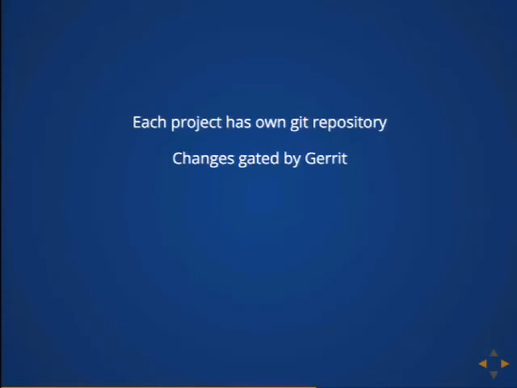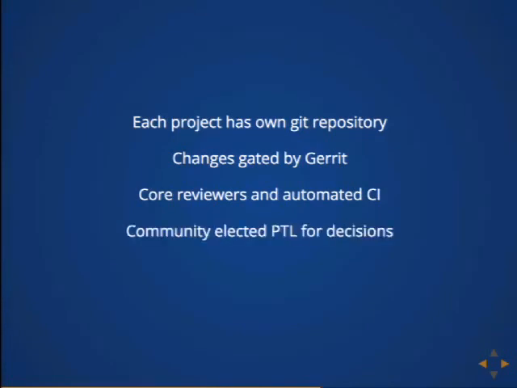Nobody has write access to OpenStack projects except for the Gerrit bot. So anything that gets written has to go through Gerrit and then get written to the repository by Gerrit. There's core reviewers, and there's the hellacious automated CI that does a ton of stuff on every pull request. And then a community-elected project technical lead, who makes the final decisions for that project. But in reality, they're mostly just a moderator for the discussions that happen about the project, and will step in if necessary.